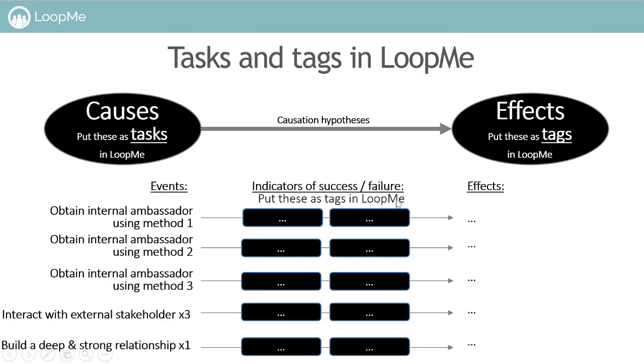And then we need to think about, okay, so what would be indicators of success or failure in these endeavors here, over here? And what would be the long-term effect? And then we would try to capture this with LoopMe. Looking at some of the other research questions, we could have, for example, the task could be to interact with an external stakeholder. And then we could have indicators of success or failure around this activity to see what works, when, and why. The same thing here with the relationship research question.